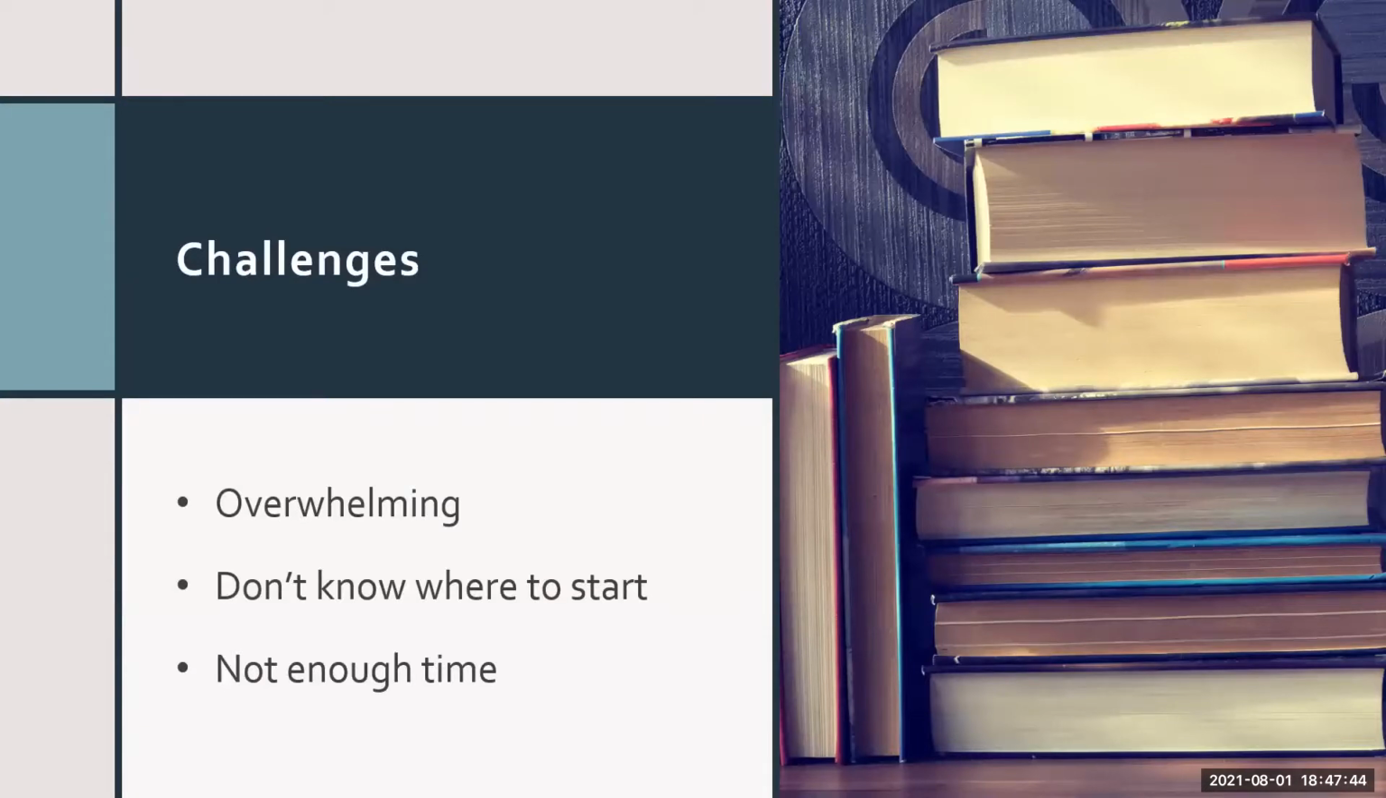First, take a moment to think of the different challenges that you might face in the research process. Students often share that some of the challenges that they face are that the process is overwhelming, they don't know where to start, and there's not enough time. During this workshop, we'll be talking about some strategies to help overcome these challenges.